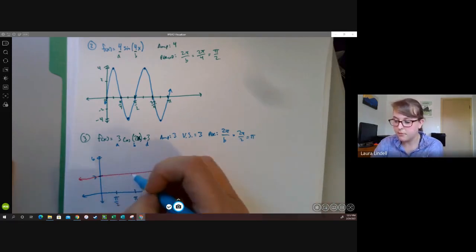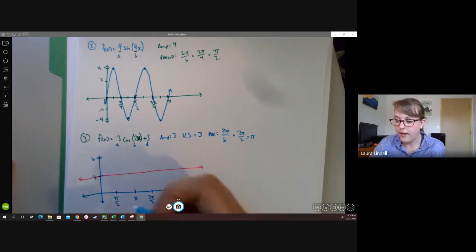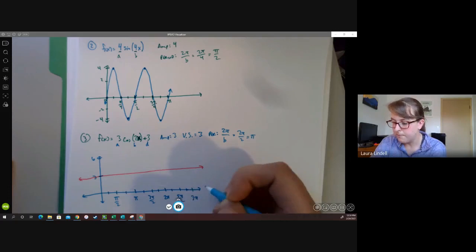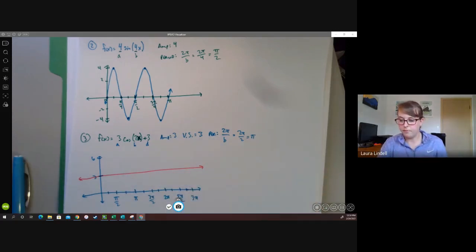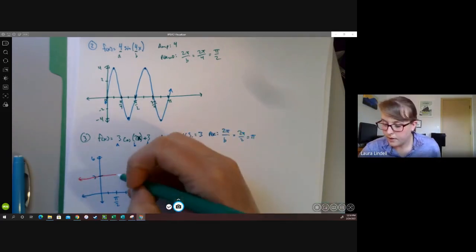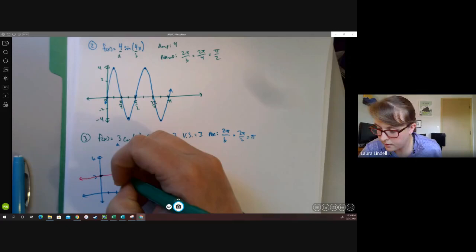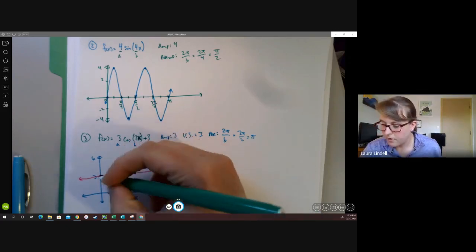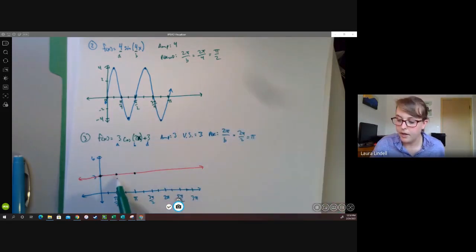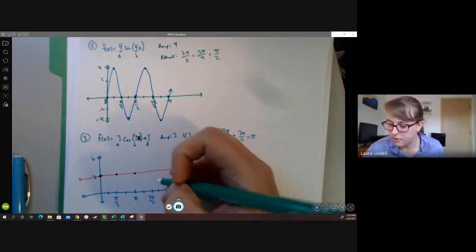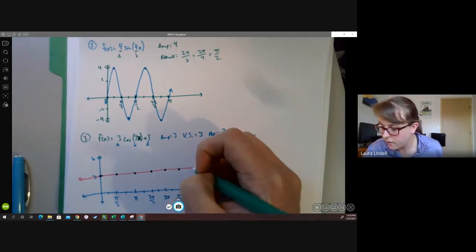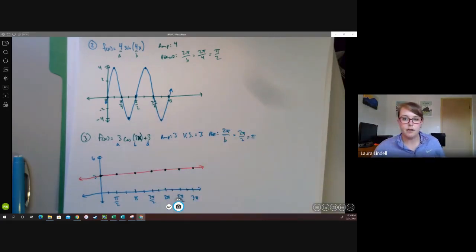So those are going to be the places where it hits the midline. And then halfway between each of those are going to be where it hits maxima and minima. So now that we know that this is the midline, our zeros, where it hits the midline, are going to be at 0, pi over 2, and pi, because the period is pi and it hits the midline halfway through the cycle. So those are going to be all the places where it hits that midline.